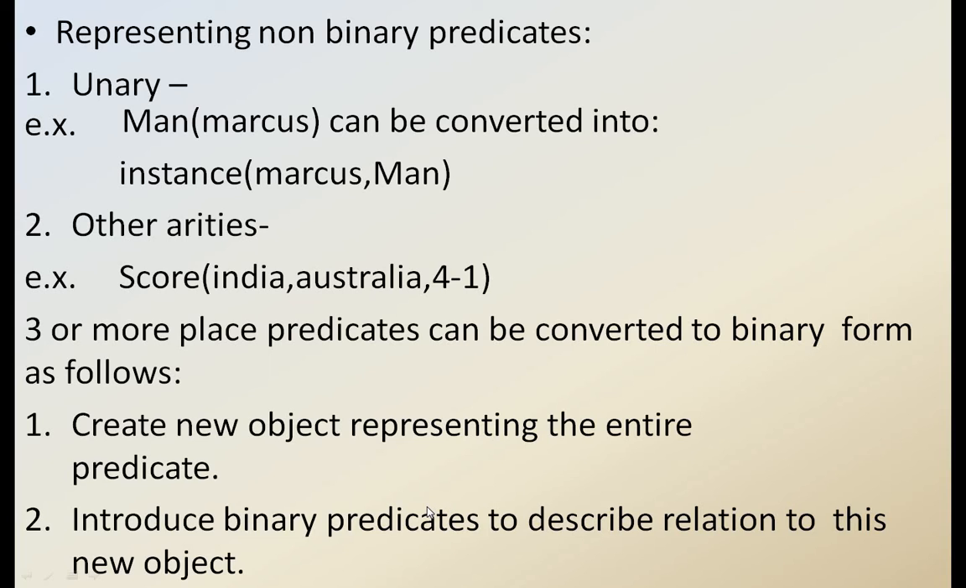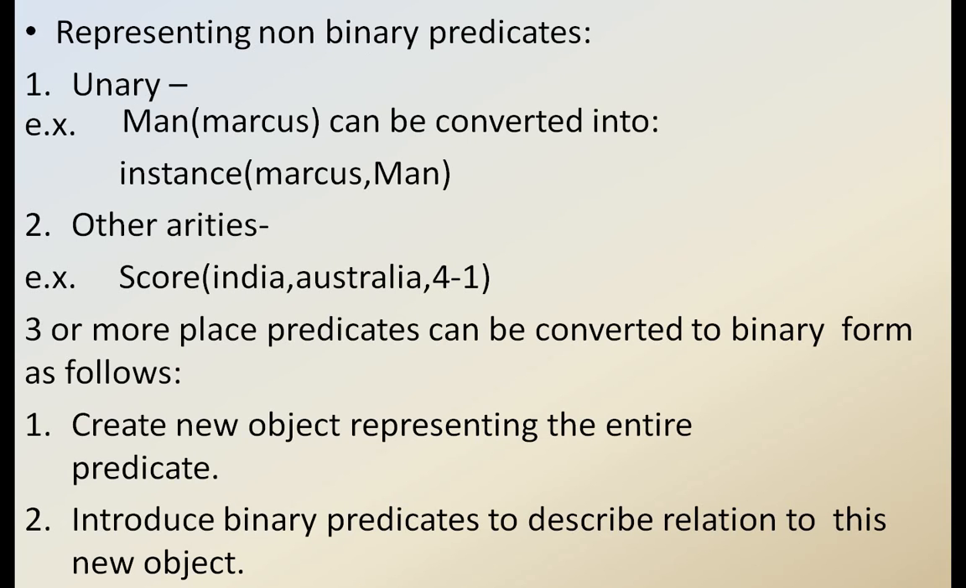So how can we represent these non-binary predicates? Unary, binary. Unary means man(Marcus), which is one example, and the binary is instance(Marcus, man). Other examples are score(India, Australia, 4-1), and other predicates can be converted into binary form as follows. We can create a new object representing the entire predicate and introduce binary predicates to describe the relation to this new object. So these are examples of binary predicates as well as non-binary predicates.